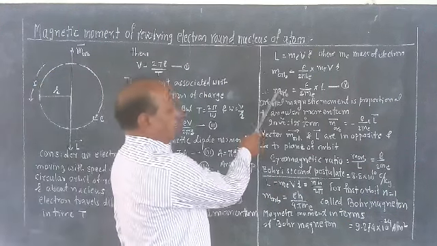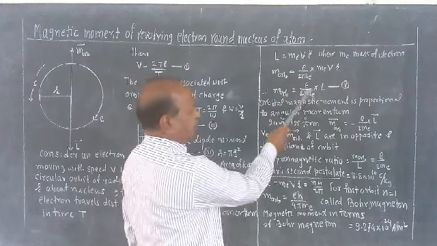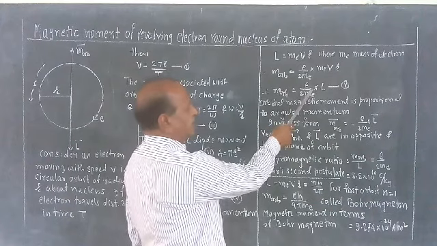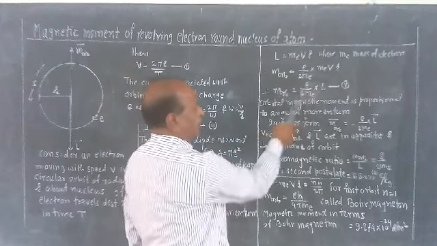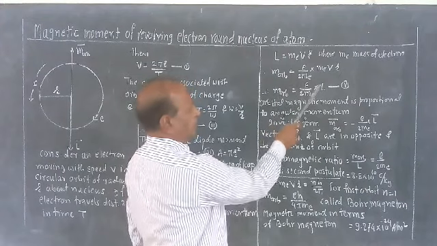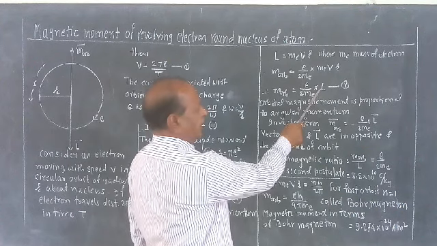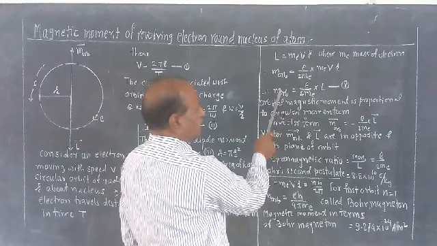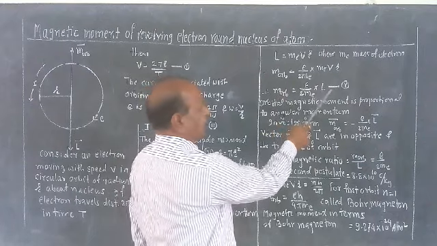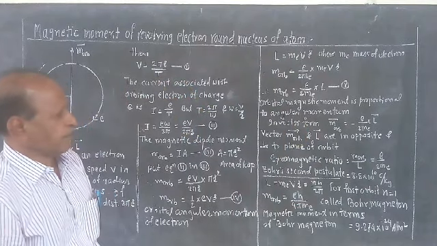So this orbital magnetic moment is proportional to angular momentum. This factor is constant. Therefore, this is a direct relation. This is dipole moment and this is angular momentum. This is the relation between these two factors.